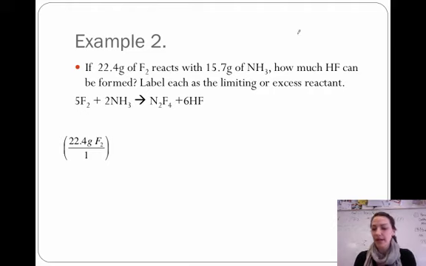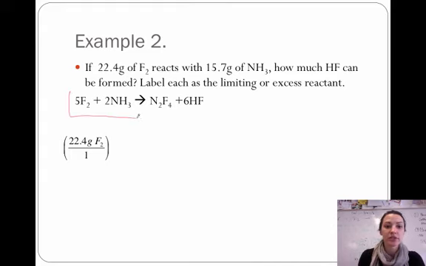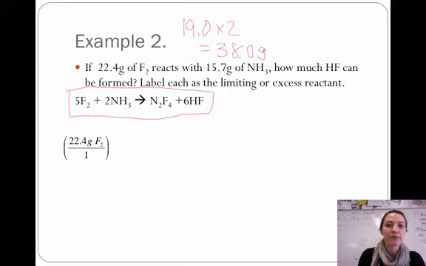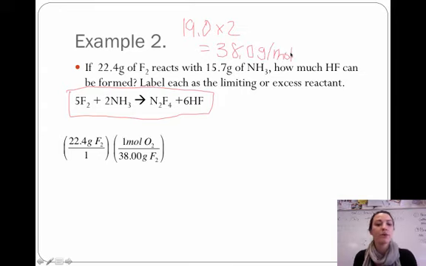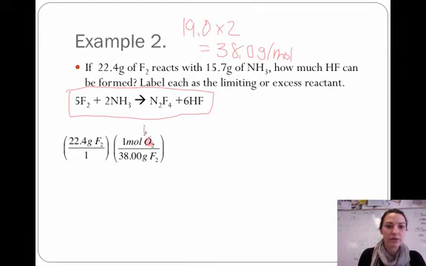All right, so what I've given you right here is a balanced equation. So put a box around it, put it at the top of the page. Make sure you know that you can always come back to that. What I'm going to start with is 22.4 grams of fluorine, and then I'm going to use my molar mass. I know 19.0 times 2 is going to be 38.0 grams per mole, and that's what I use for my molar mass of fluorine. Now, this should actually say moles of not O2 but F2, I apologize. You should have 38 grams of F2 to 1 mole of F2.